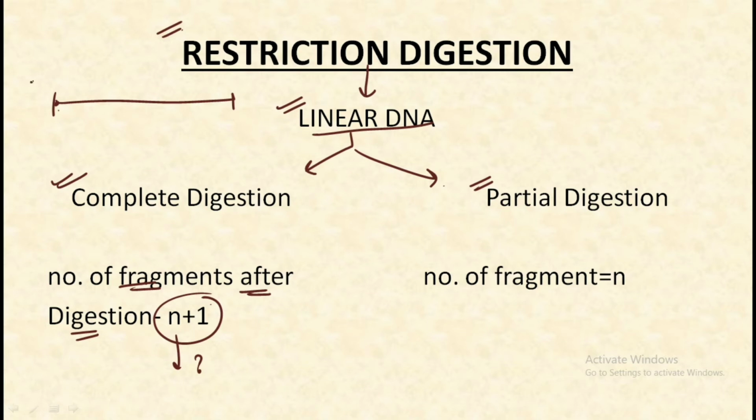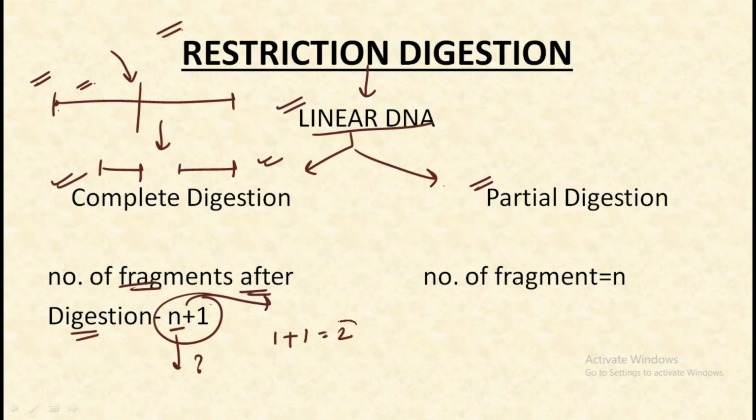So consider we are given in a question that there occurs complete digestion of the linear DNA. If there is one restriction site for the complete digestion to occur, as a result of the complete digestion we would have two fragments created. Initially we had one linear DNA. So if we apply this formula, n plus 1 equals 2.